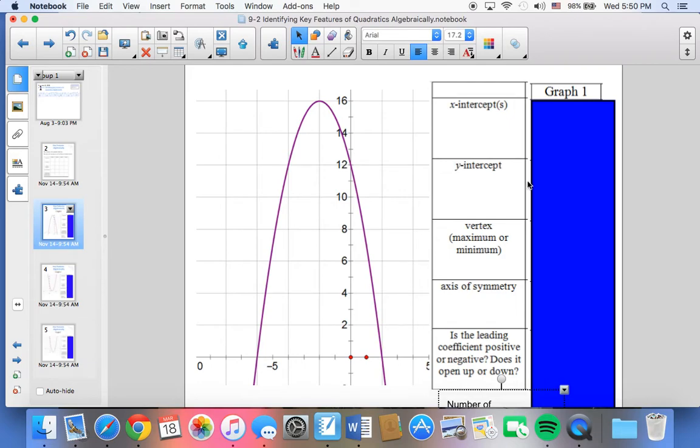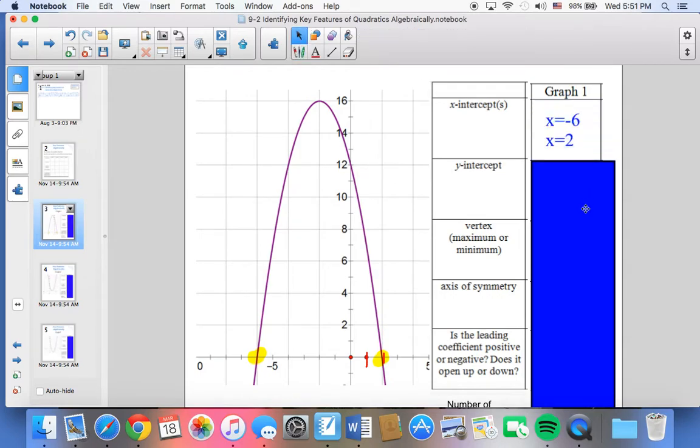The first part in your box says x-intercept or x-intercepts. So we want to look at where our parabola crosses the x-axis. If we look here, we have an x-intercept right here, and that's at -6, and we have an x-intercept here at 2. It's a little hard to see. This would be 1, and this would be 2. So at x equals 2. Okay, so x equals -6 and x equals 2.